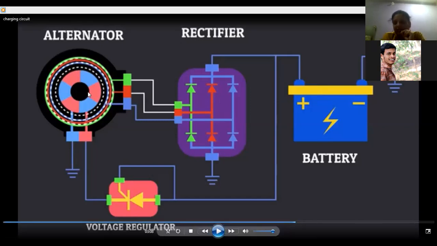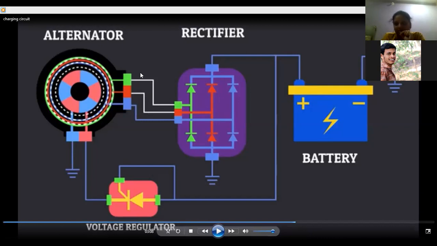Here you have the camshaft and here you have the windings. When this camshaft is rotating, it is creating some magnetic field, and because of which electricity is producing. And now you have three different windings, and here you are producing three-phase current.